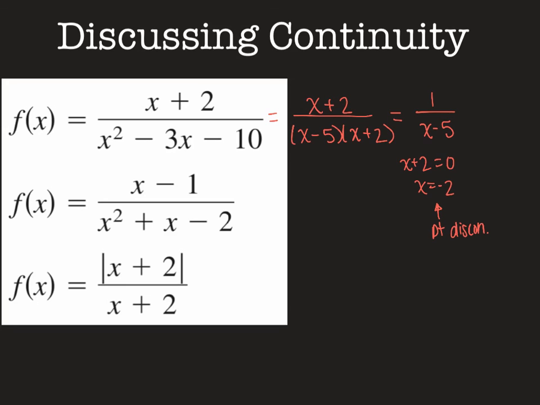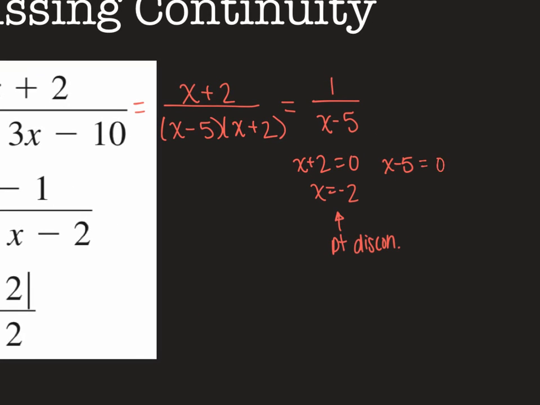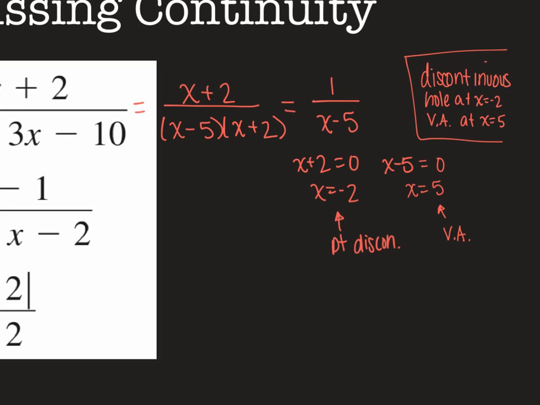discontinuity. And then if we also take our x minus 5 and set that equal to 0, we're going to zoom in a little bit. So at x equals 5, we're going to have a vertical asymptote, VA. So again, this helps us determine that this is not continuous. So discontinuous, oops, forgot the C. We have a hole at x equals -2, and we have a vertical asymptote at x equals 5. And that could be a nice little final answer there.